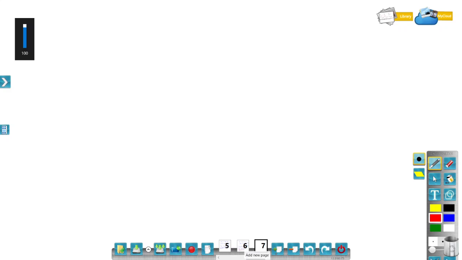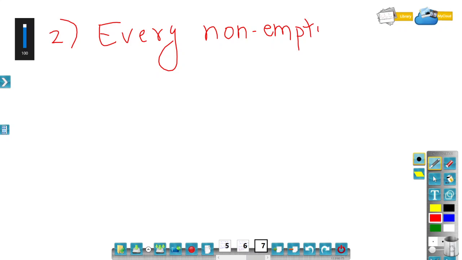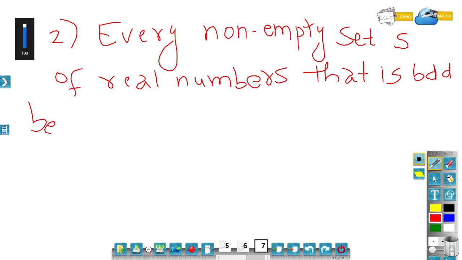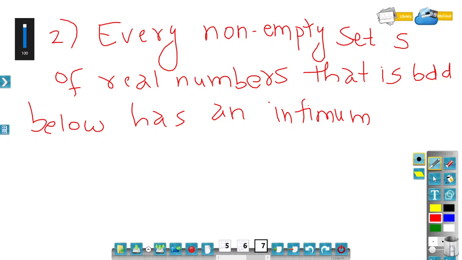So there is one more result. This result says, second property, every non-empty set S of real numbers that is bounded below has an infimum in R.